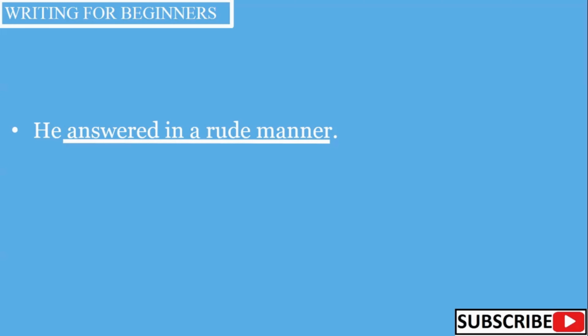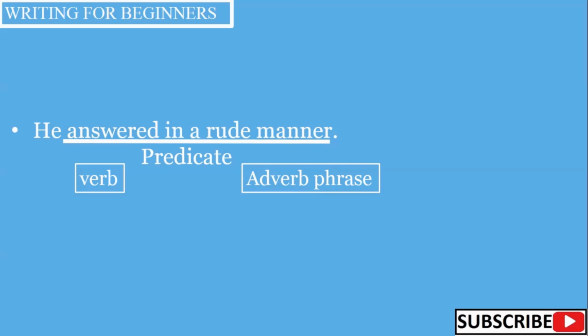Verb and adverb phrase. So the verb is answered. Answered is the verb here, and the rest of the sentence, in a rude manner, is an adverb phrase here. So in a predicate, with the use of a verb, as I told you already, a verb is a must in a predicate because it is the predicator here.